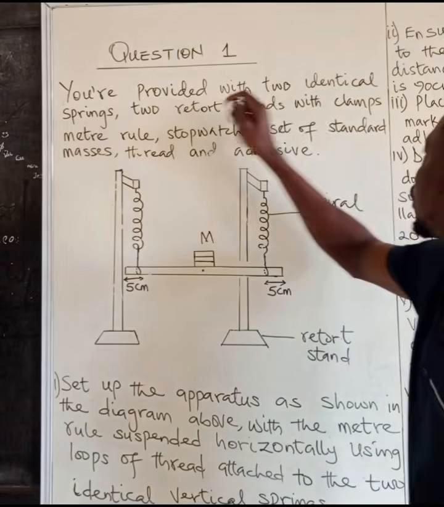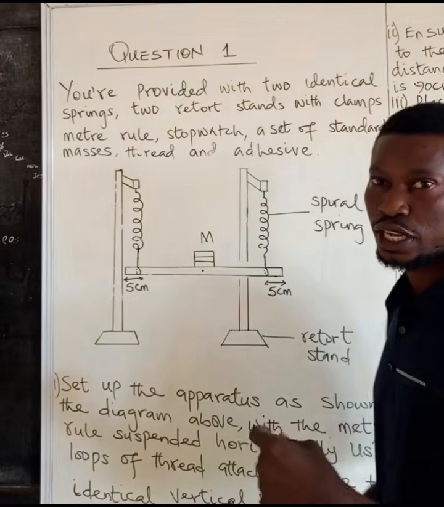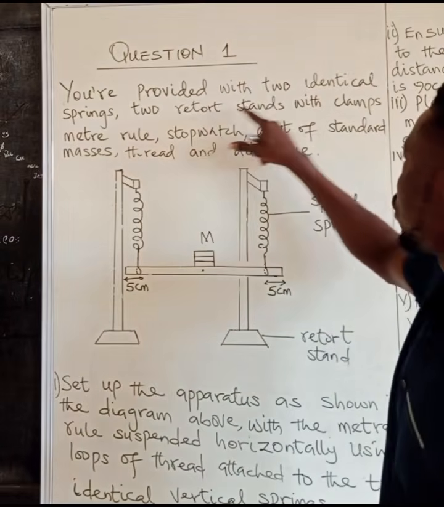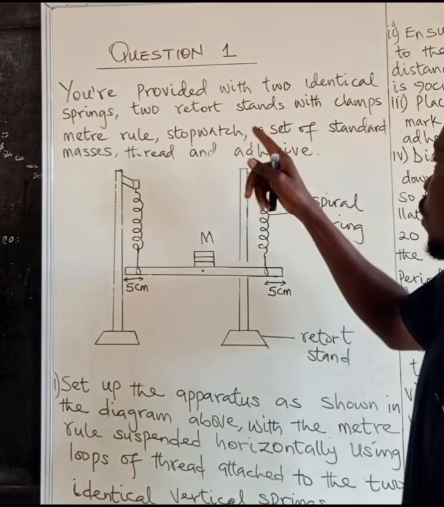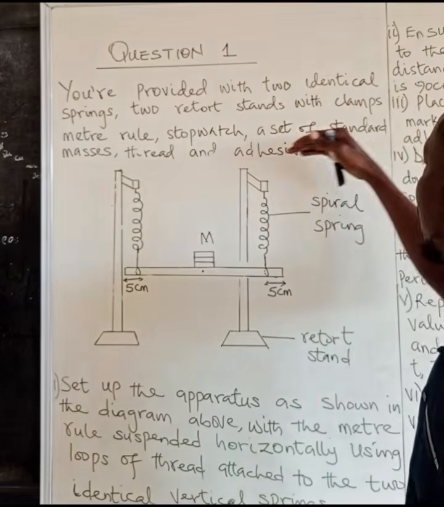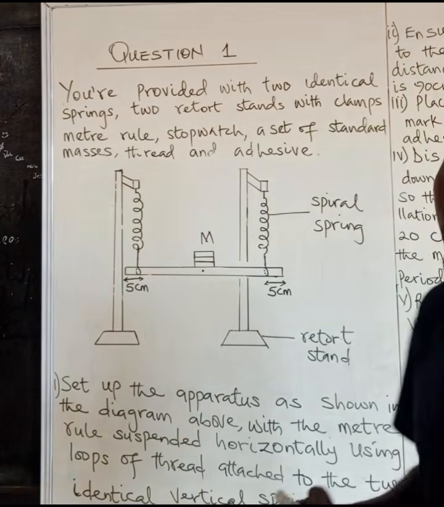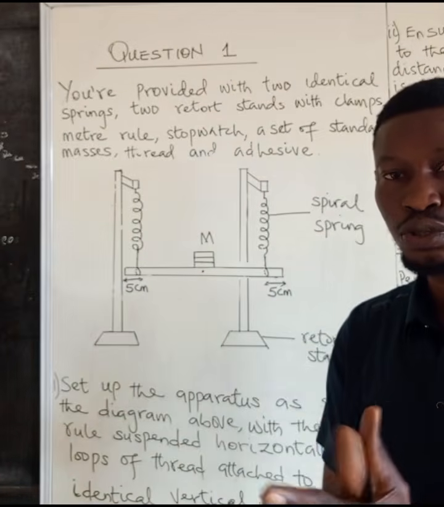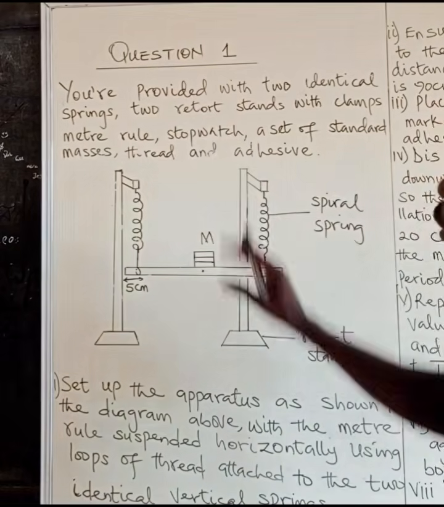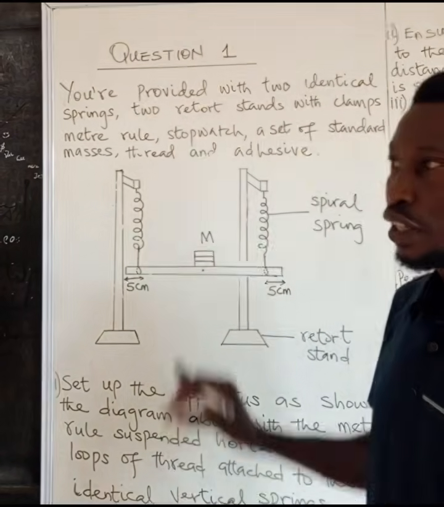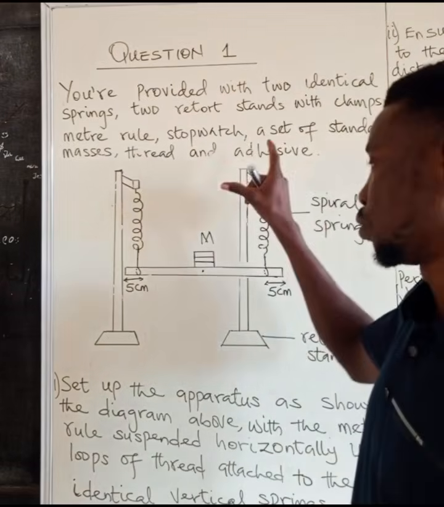You are provided with two identical spiral springs. I'm going to be showing you that in a moment. Two retort stands with clamps, a meter rule, a stopwatch, and a set of standard masses, a thread, and adhesive. That is something you use to gum or hold two things together. So if you are provided with these things, let us look at the theory behind the practical that you're supposed to do with this.